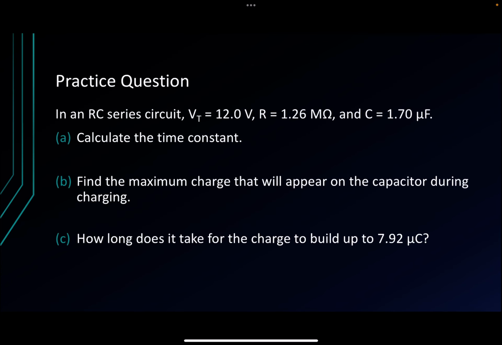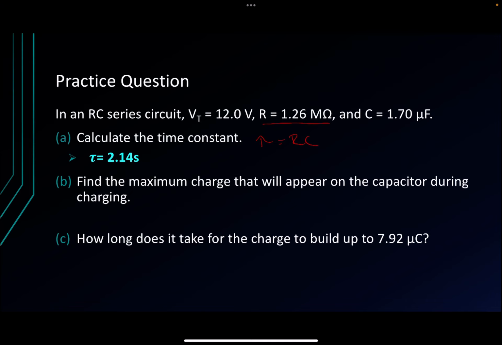Okay. So when we're calculating our time constant, we're going to do 1.26 times 10 to the 6 ohms multiplied by 1.70 times 10 to the negative 6 farads. And again, that tau is our RC. Doesn't matter whether it's charging or discharging, that is your time constant.